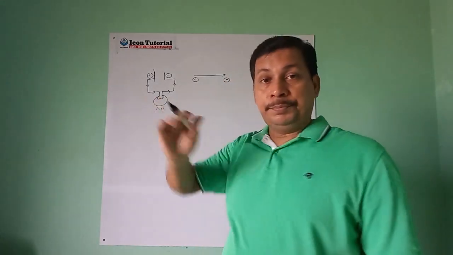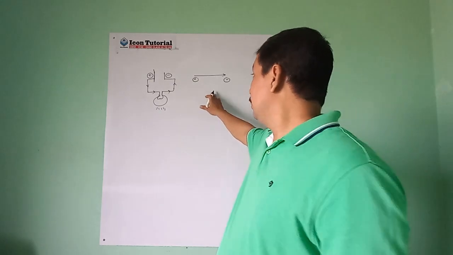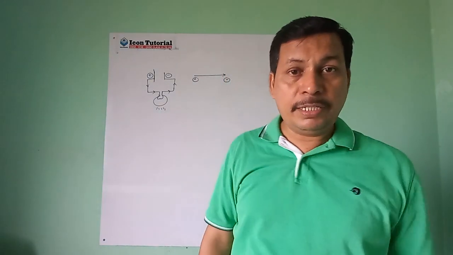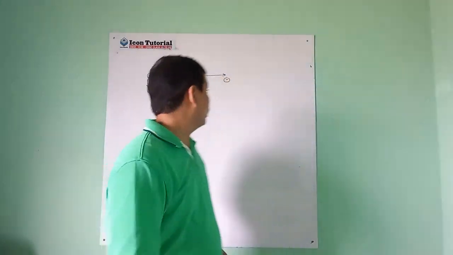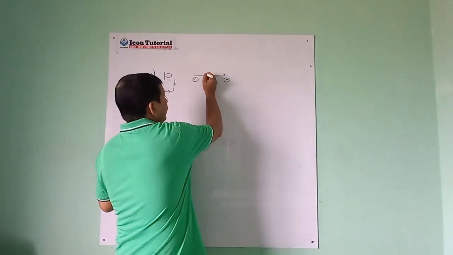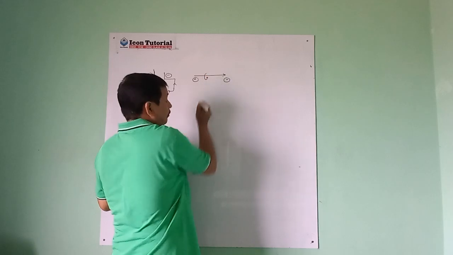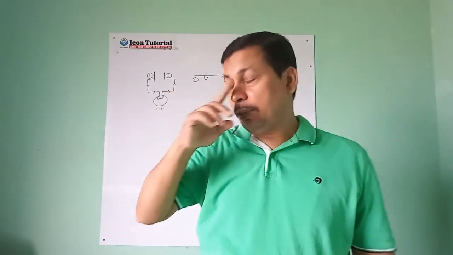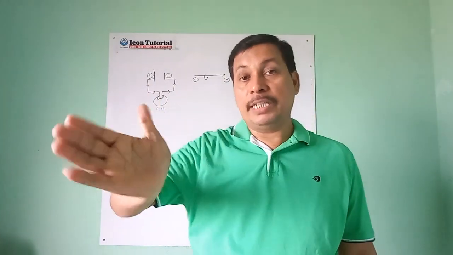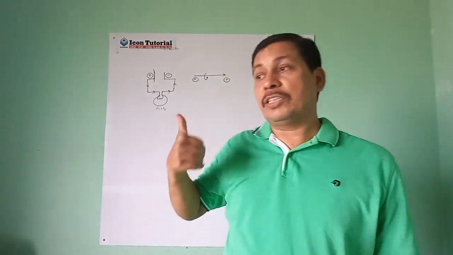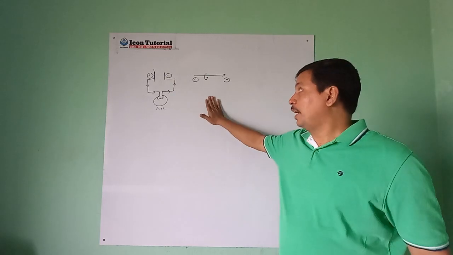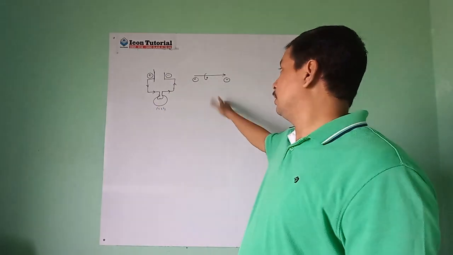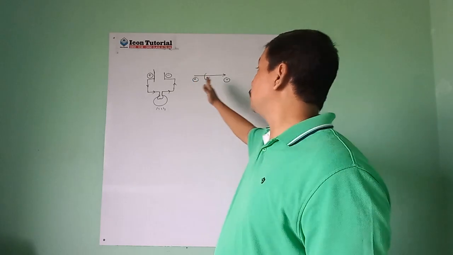So once again, focus here. This is the flow of current in a current carrying conductor. On a current carrying conductor, there is a magnetic field. According to the right hand thumb rule, there is a right hand thumb rule in electricity. What is the right hand thumb rule? It is observed that the current flows from plus to minus.